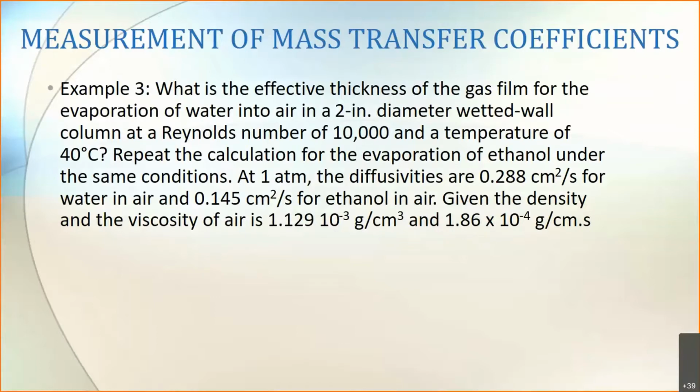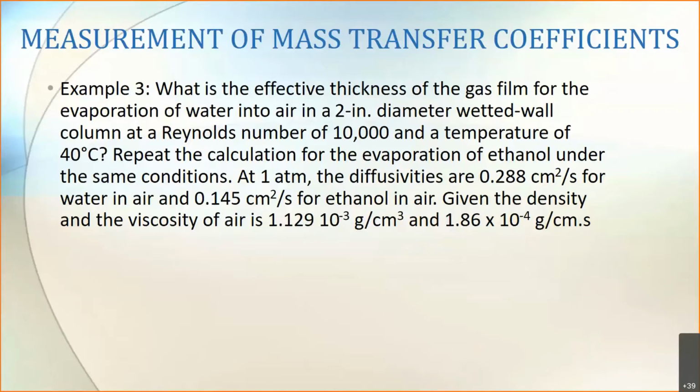Example number 3. What is the effective thickness of the gas film for the evaporation of water into air in a 2-inch diameter wetted wall column at a Reynolds number of 10,000 and a temperature of 40 degrees Celsius? And then repeat the calculation for the evaporation of ethanol under the same condition.